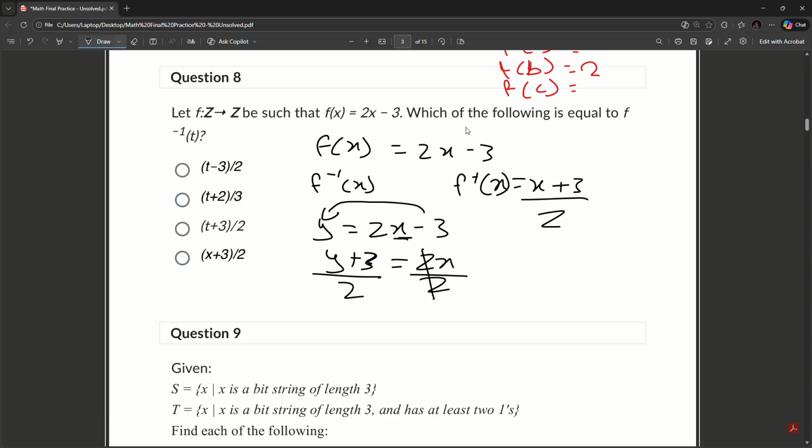The way I did it is how I was taught, and it's what's easiest for me to understand. And now for the real question, right? Now that I've inversed the function, it says f inverse of t. This is a trick question because they are both the same. But if you change the name of the variable from x to t, you just do this. That's it. So it's (2 plus 3) over 2.